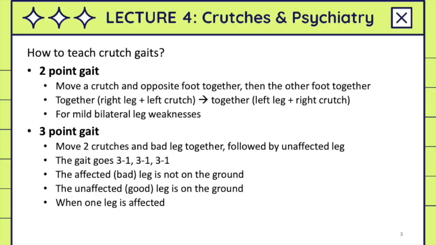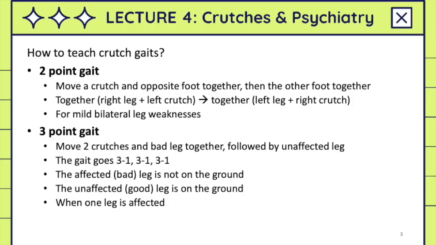3-point, seems logical. So what are you moving together in 2-point? How many are you moving together in 2-point? 2. How many are you moving together in 3-point? 3. So how many do you move together in 4-point? 4. No. Because what would that look like? That would look like this. Right? And if you could do that, you don't need crutches. So obviously that falls apart.